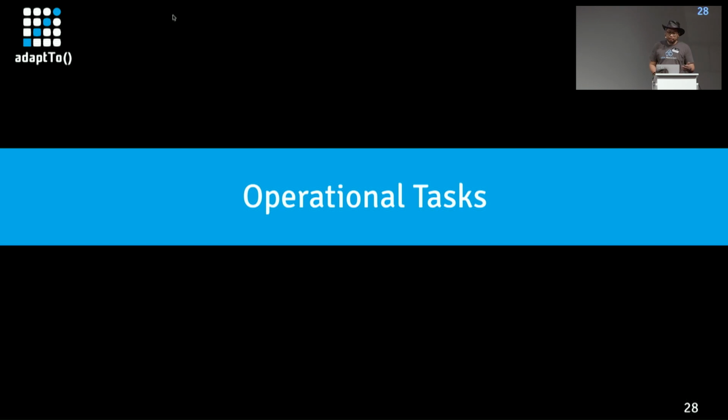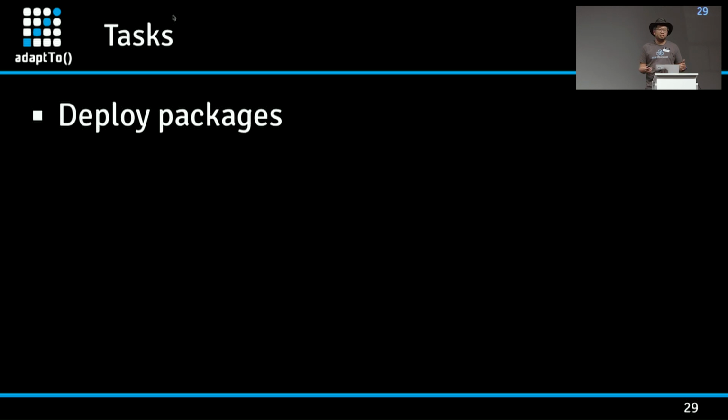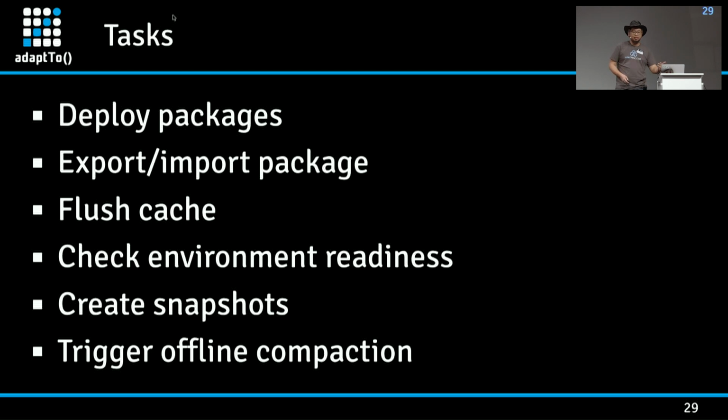Now, there's also one bit called operational tasks. These tasks are basically an accumulation of the things that the DevOps team, SysOps team, or release managers in our users' projects had to do. So we turn them into, I guess, automated pipelines. You can deploy packages to these environments. You can export, import packages. You can flush the cache. You can create snapshots. And you can trigger offline compaction, for example, on demand.